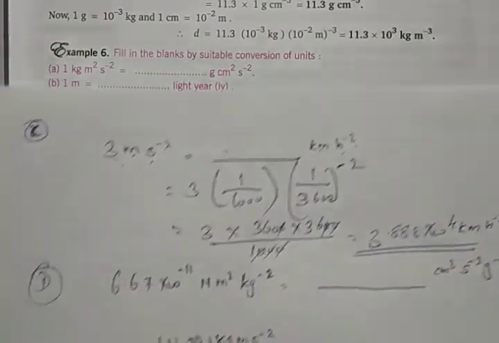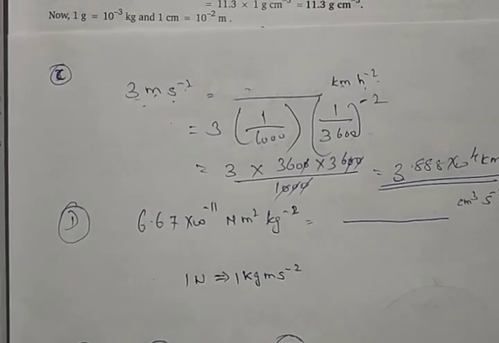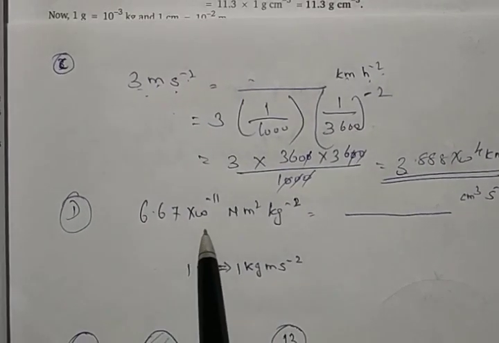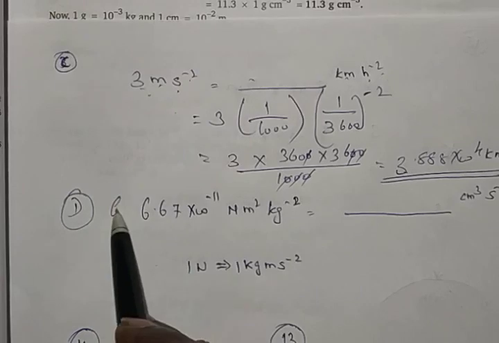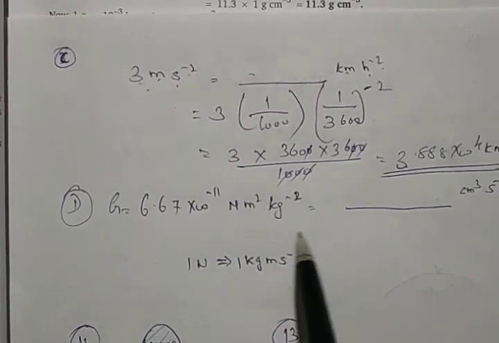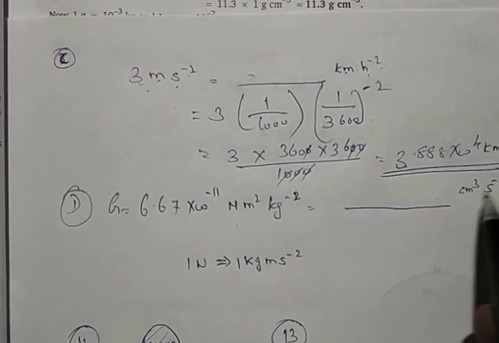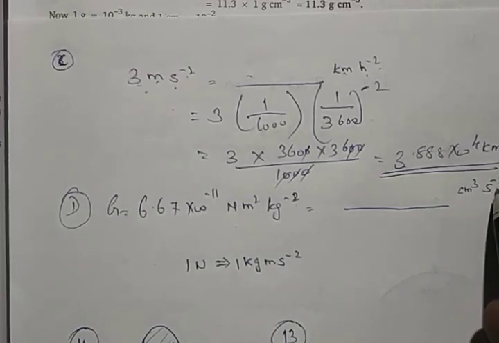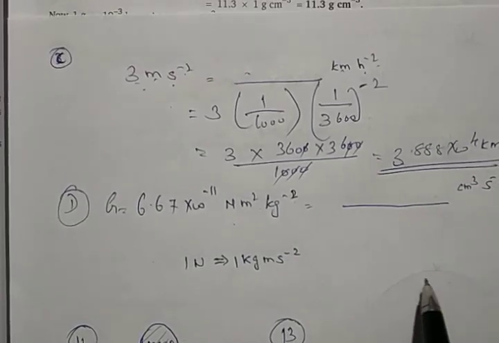Right? The next question is 6.67 into 10 to the power of minus 11. This is the value of G, the gravitational constant. Newton meter square kg minus 2. This one has to be converted into centimeter cube second minus 2 per gram.